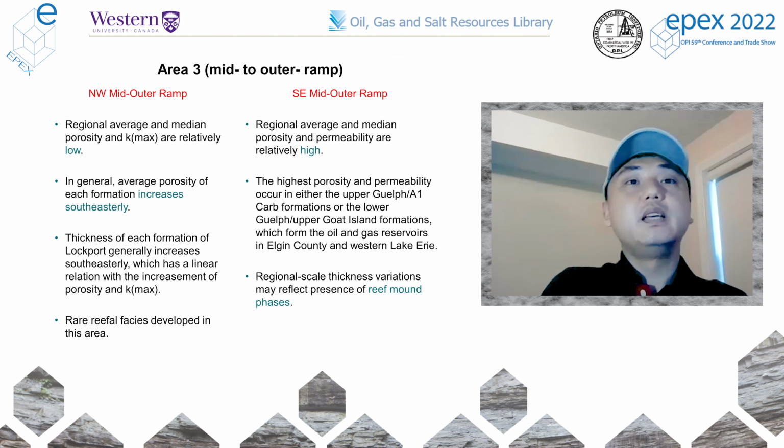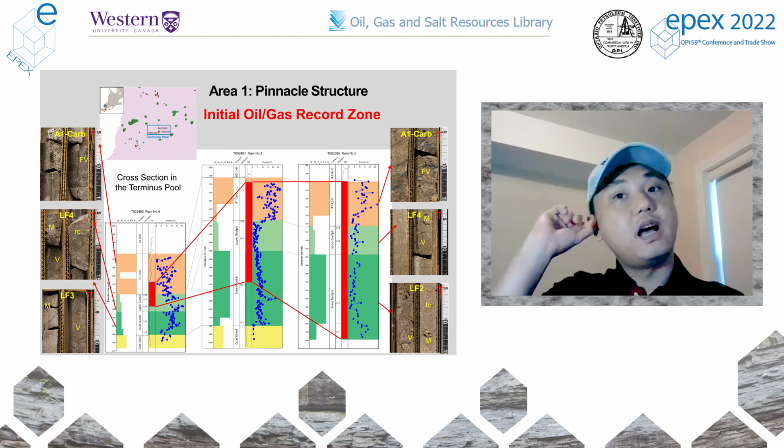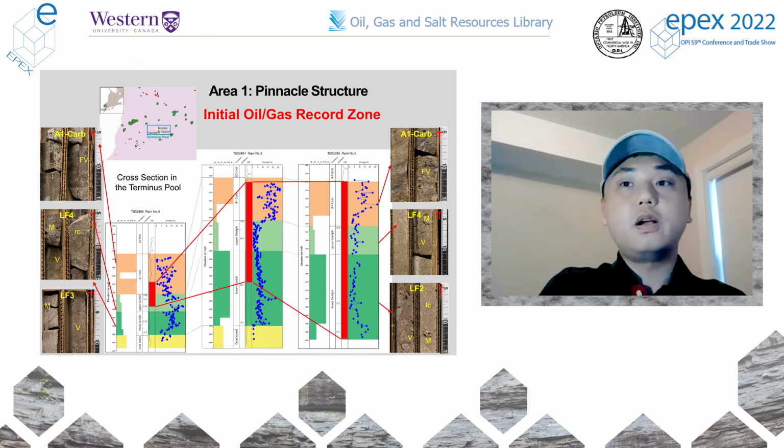In Area 3, the regional porosity and permeability has a general increasing trend southeasterly that corresponds well with the local thickening of strata units and occurrence of reef mound facies in Gasport and Gold Island near the edge of the platform interior. From this slide, we'll display some core and thin section examples that help illustrate the geological controls concerning the formation and destruction of porosity.